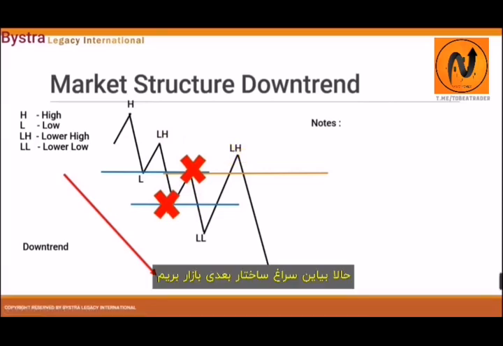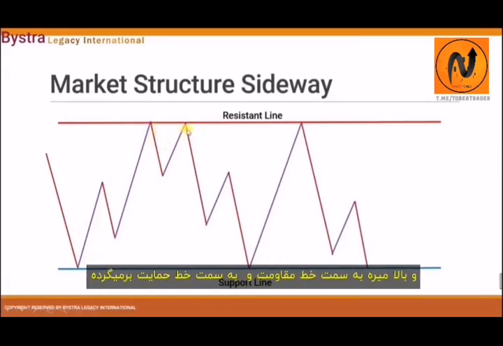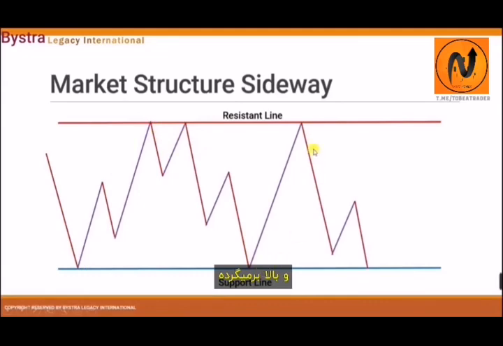Now let's move on to the next market structure, which is sideways. From here you can see price will only move in a zigzag motion, where there is a resistance line and a support line. So price will move towards the support line, go up to the resistance line, come back down to the support line and go back up towards this resistance line. So it only moves between this zone.